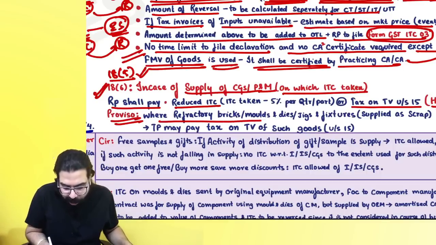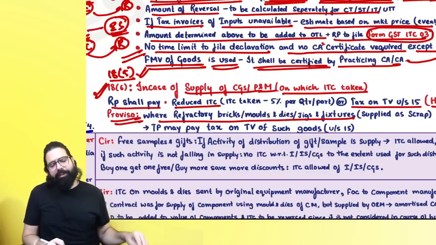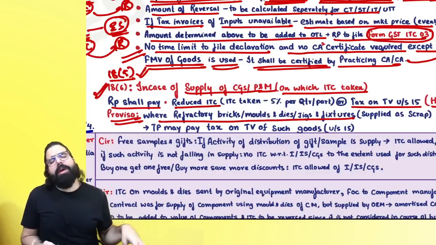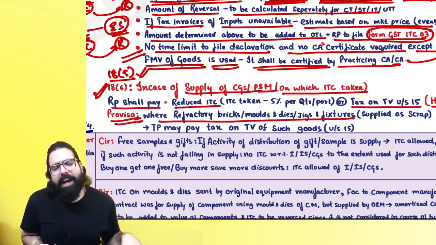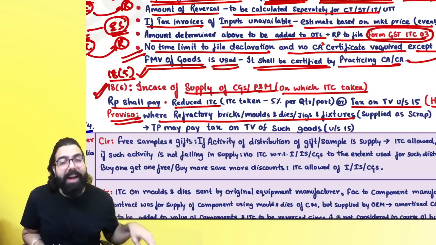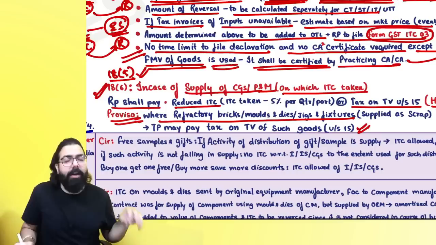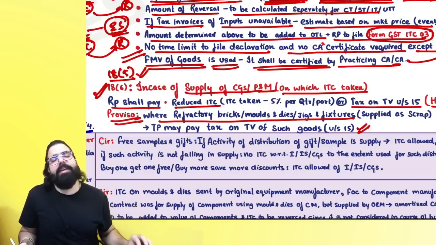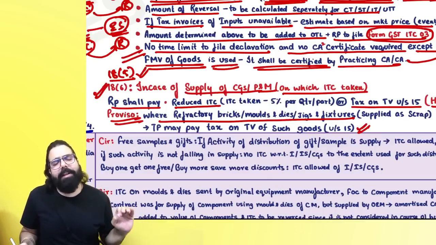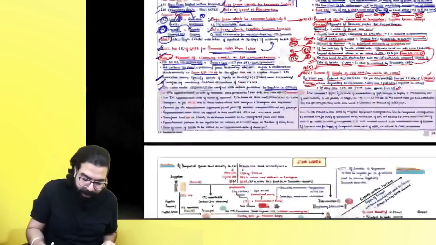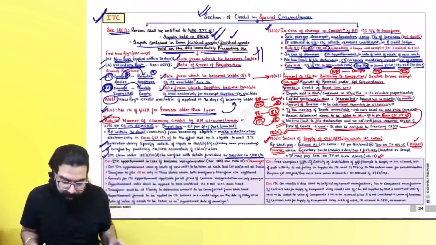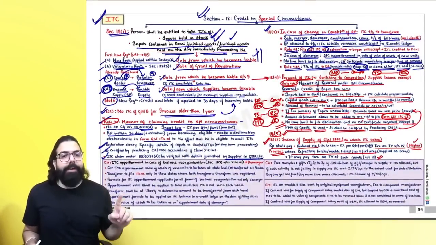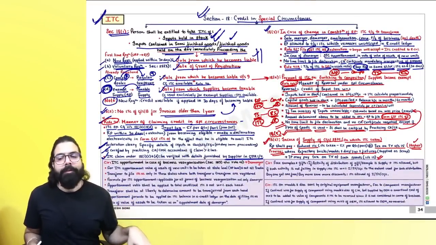Remember, this clause is not applicable in one case. For whom is this provision not applicable? If you are selling molds, jigs, dies, etc. as scrap, then you can just pay the tax under section 15, which is the transaction value. You can go ahead and pay the tax. Everyone, we are done with section 18. Now section 18 is done.